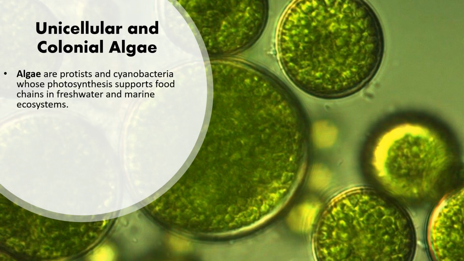This next group we're going to talk about are algae, and they can be found either unicellular or in a colony. So algae are going to be protists and cyanobacteria who are going to do photosynthesis, and they're going to be extremely important for marine ecosystems and freshwater ecosystems.